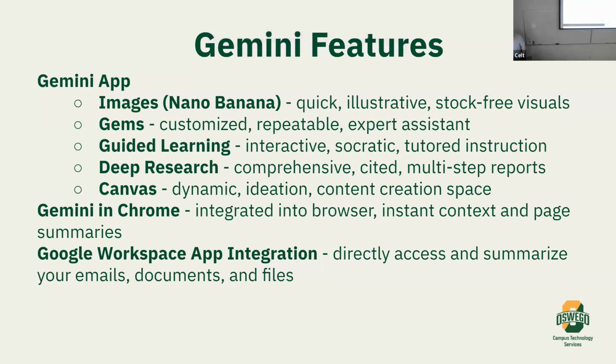All right, so some of the Gemini features. We'll be covering images, which is Nano Banana. This is Google's code name for the latest image generation model. Gems, you can create or utilize a gem. This acts as a personalized or custom agent to your needs.